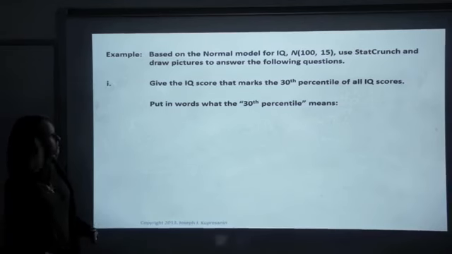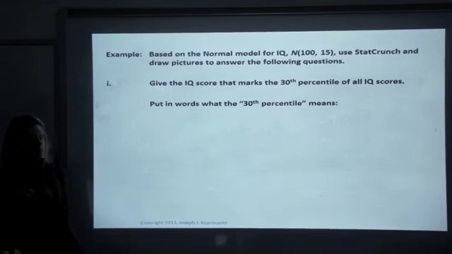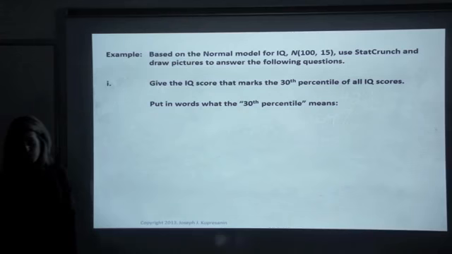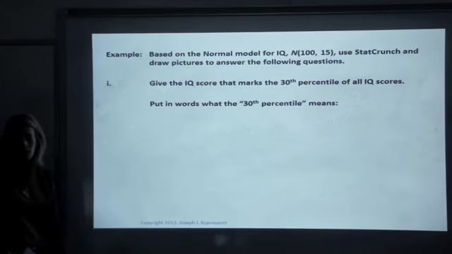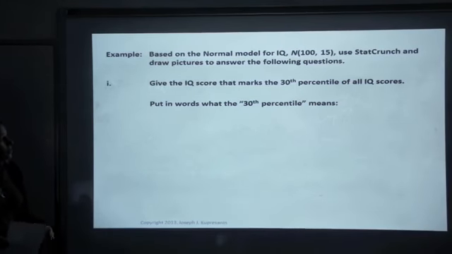If we look at the first example, it says based on the normal model for IQs, they're normally distributed, the mean's 100, standard deviation's 15. Use StatCrunch, draw pictures to answer the following questions. So we'll use StatCrunch in a moment. Question I, give the IQ that marks the 30th percentile for all IQ scores.